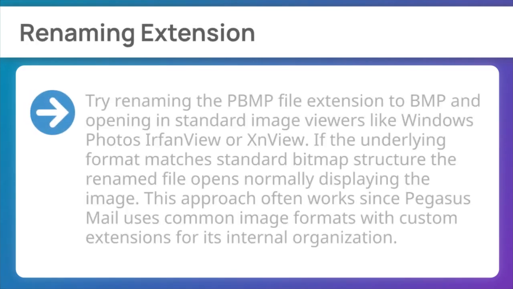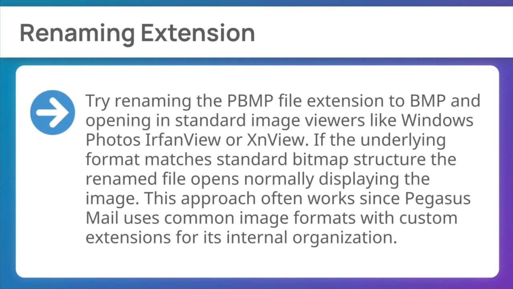Next, renaming the extension. Try renaming the PBMP file extension to BMP and opening it in standard image viewers like Windows Photos, IrfanView, or XnView. If the underlying format matches standard bitmap structure, the renamed file opens normally, displaying the image. This approach often works since Pegasus Mail uses common image formats with custom extensions for its internal organization.